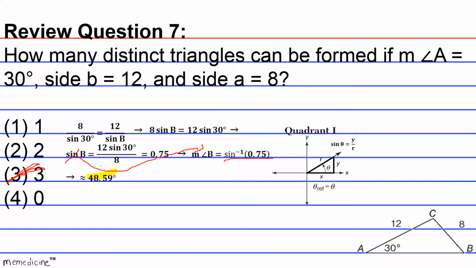And this would be like a possible theta in here. So not only is this one of the possible values that have a sine of 0.75, it's also the reference angle that occurs in quadrant 1. Okay, but what about quadrant 2, because that's also a possible region where the sine is positive.